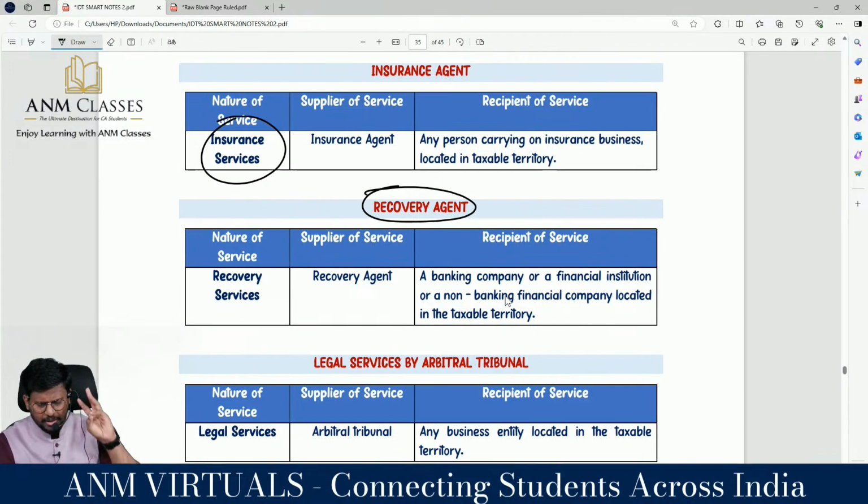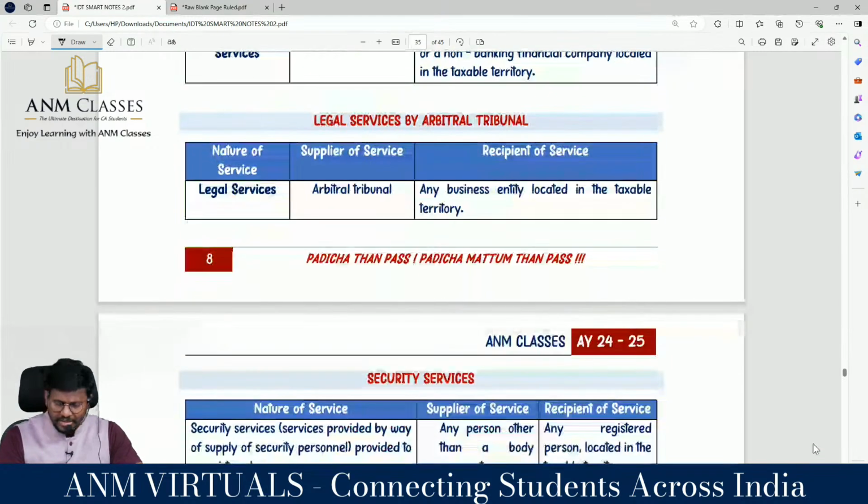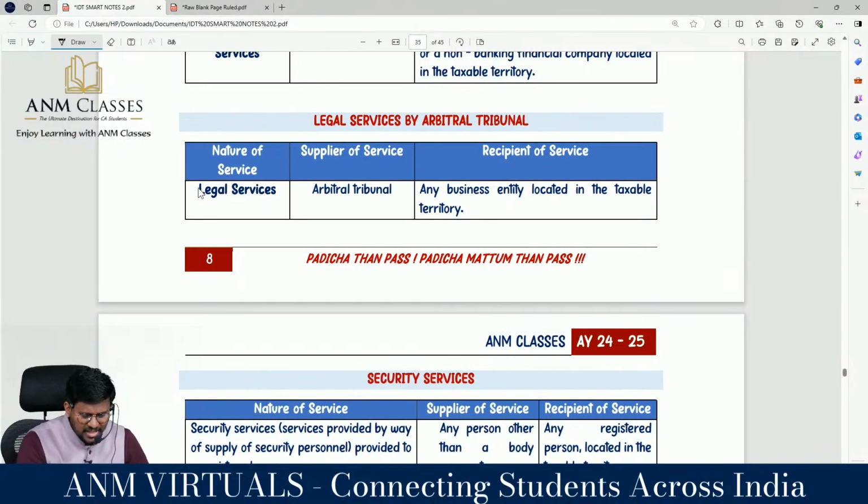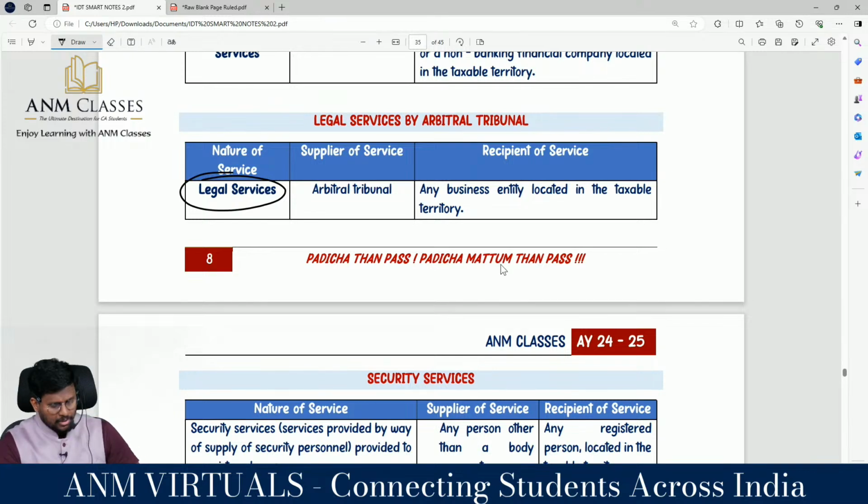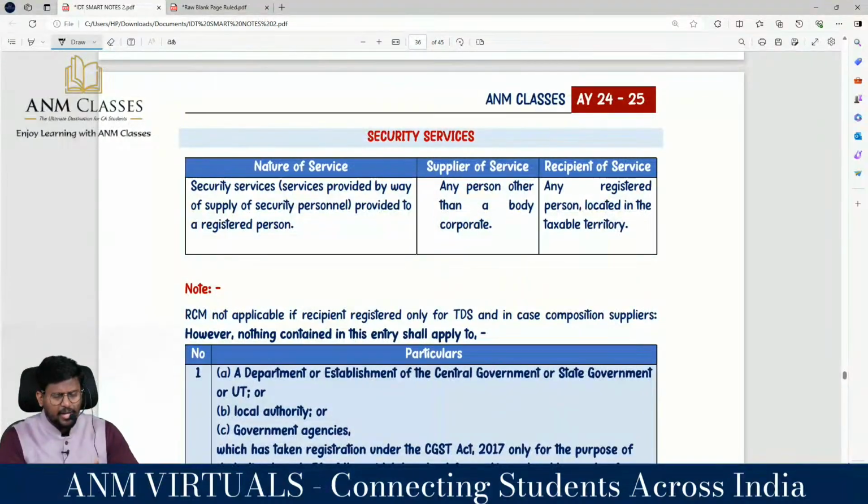The banking company, financial institution or NBFC located in the taxable territory is the person liable to pay. Next one, service provided by an arbitral tribunal. What services will they provide? Any legal services provided by an arbitral tribunal to a business entity located in the taxable territory, the business entity is the person liable to pay.